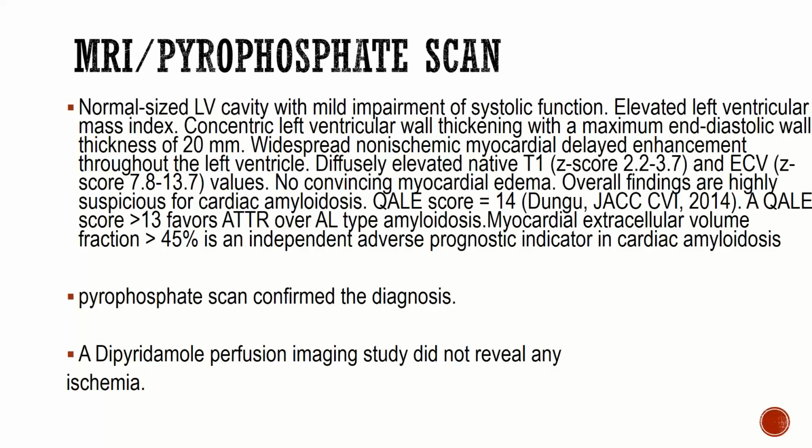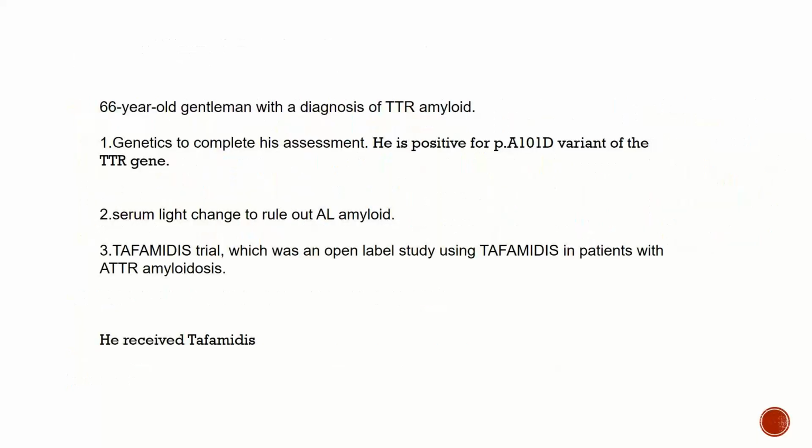However, MRI is non-specific in differentiating the types. The patient underwent a pyrophosphate scan in another hospital, and it confirmed the diagnosis of ATTR amyloidosis. Within the investigation panel, he had a perfusion imaging study, and it did not reveal any ischemia. So what we had now is a 66-year-old gentleman with a diagnosis of ATTR amyloidosis.